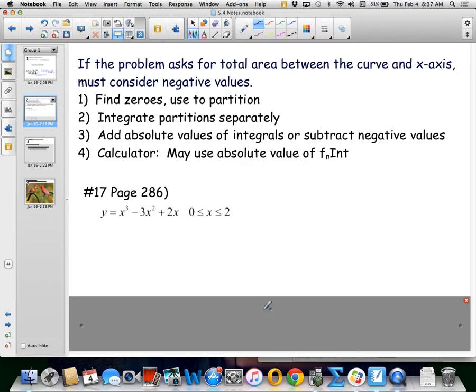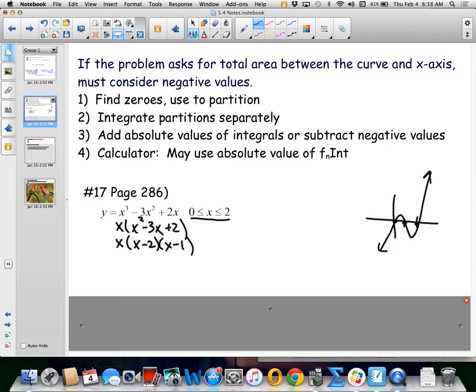So let's factor this. If I take out an x, I'll have x squared minus 3x plus 2. I can keep factoring. That becomes x minus 2, x minus 1. All of the zeros then are 0, 1, and 2. This is a cubic, so it's going to look a little like this, okay? You notice how within our domain 0 to 2, all of these zeros are here.